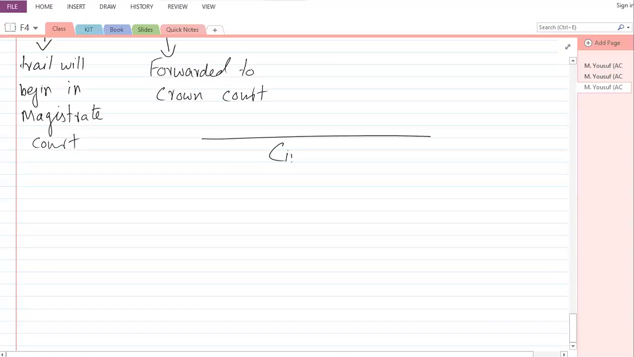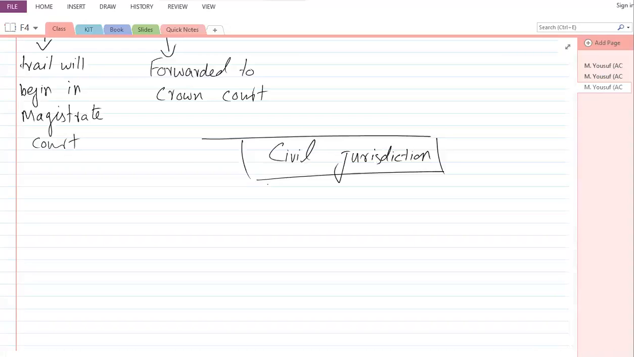So let's discuss civil jurisdiction of magistrate court. Civil jurisdiction means the power of magistrate court to hear a civil case. We know that civil cases are for the purpose of settlement between individuals for compensation. There are only three types of civil cases that are heard here in magistrate court, and these are family matter cases.